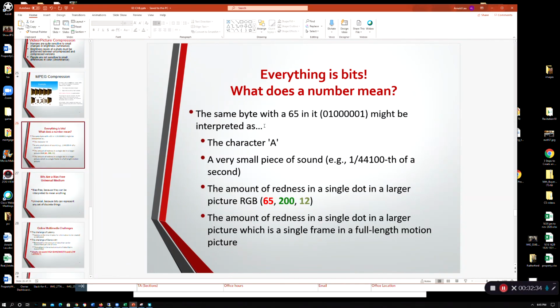So character A, small piece of sound. It's just talking about how these different things are represented if you want to store a character versus a sound versus color, and so on and so forth.